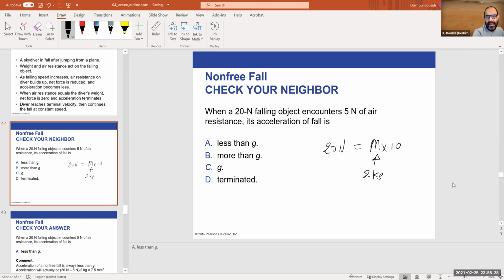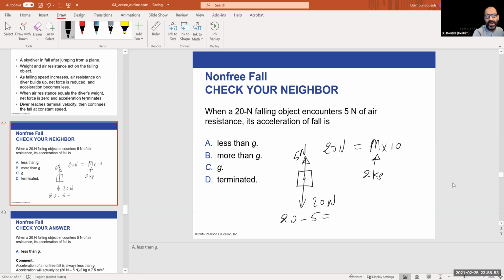Now, when it's falling, its weight is 20 Newton, but it's encountering a 5 Newton air resistance. So in this case, the net force is 20 minus 5, and 20 minus 5 is what? 15 Newton? Yes? Because 20 is in one way and 5 in the other way. So the net in this case is 15 Newton, correct?